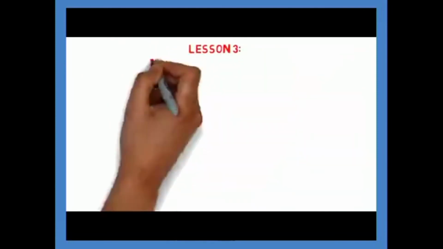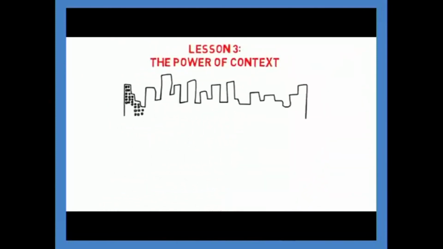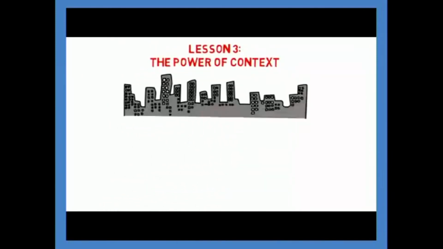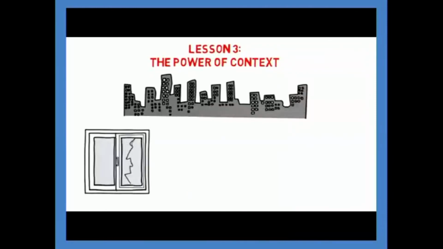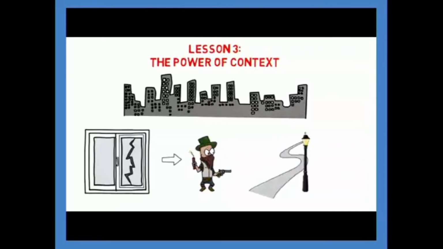The final lesson is the power of context. Our environment affects our actions. Gladwell cites research that argues that if there are broken windows in a neighborhood, there will be a higher violent crime rate. People will walk by and conclude that no one is in charge. Soon, more windows will be broken and the sense of anarchy and carelessness will spread from the building to the whole street.